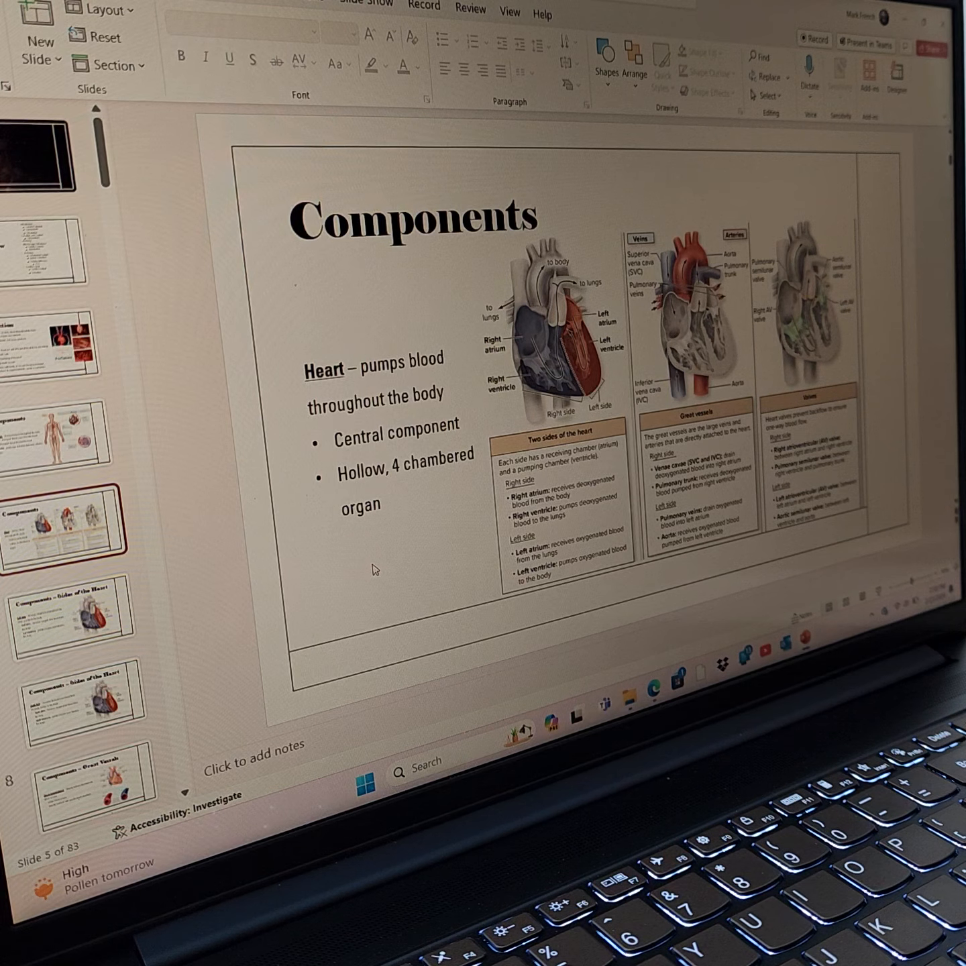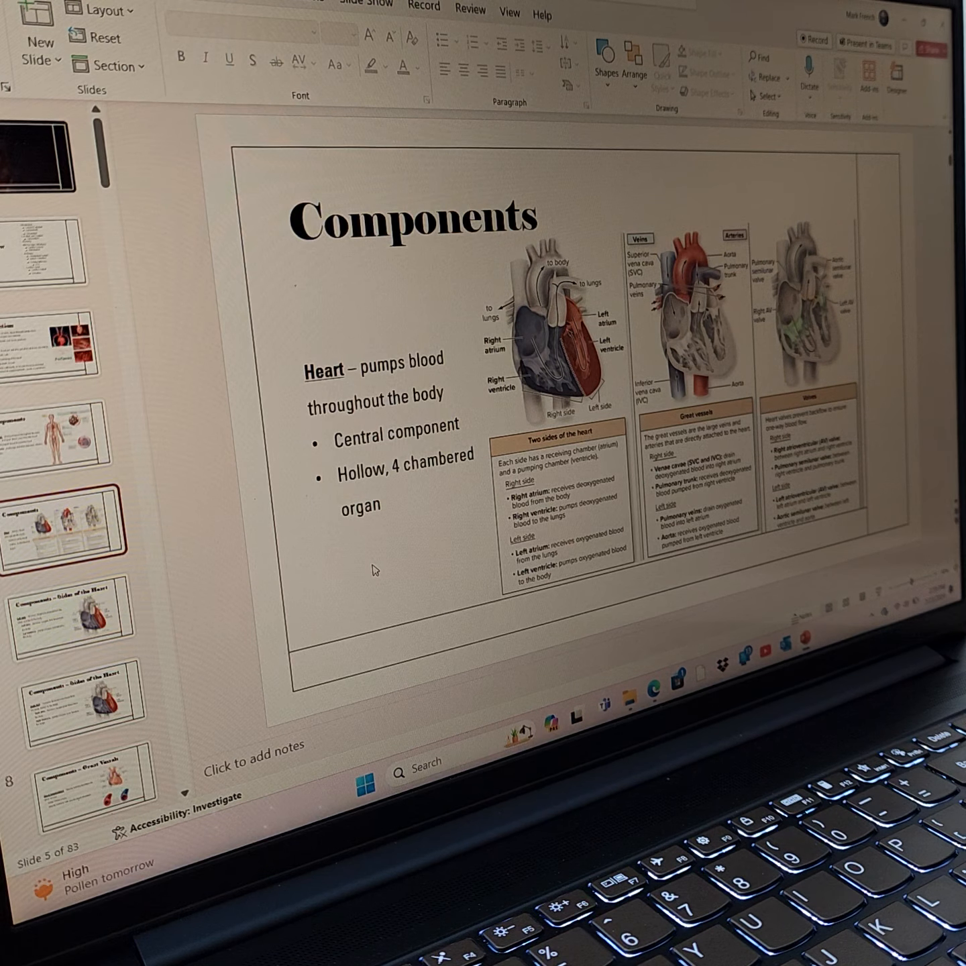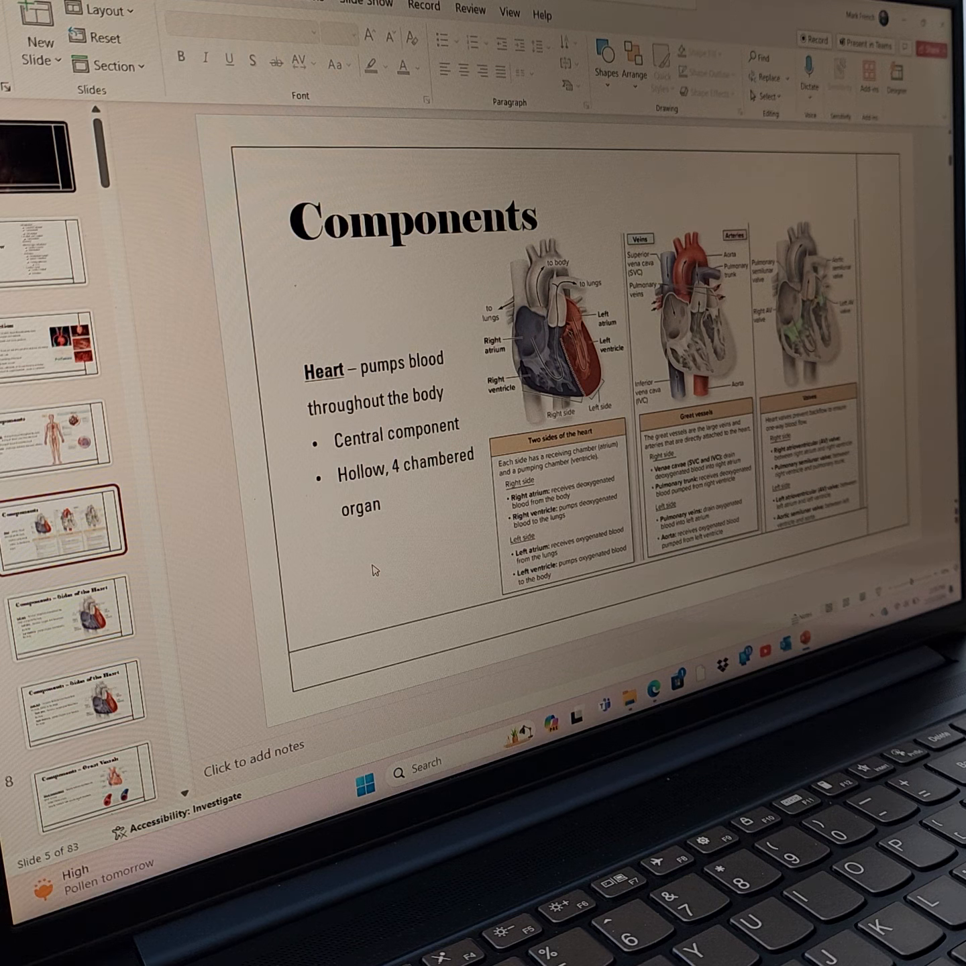We are going to go through the great vessels now. The actual question is, what are the main great vessels discussed, and what is their general function in the body? So, great vessels are the large veins and arteries that are directly attached to the heart. On the right side is the vena cava, SVC, superior vena cava, and inferior vena cava, IVC. They drain deoxygenated blood into the right atrium. Remember, again, right side, deoxygenated.